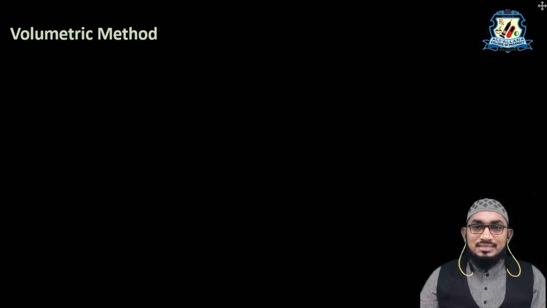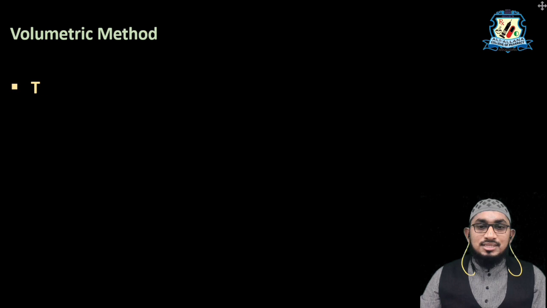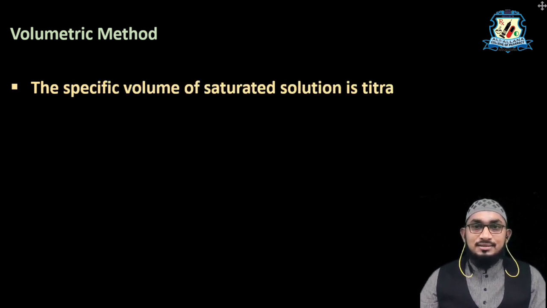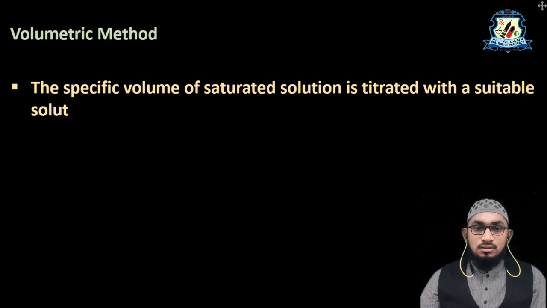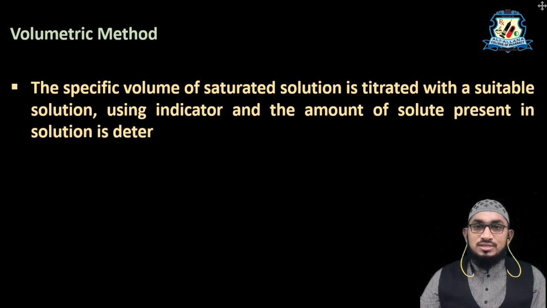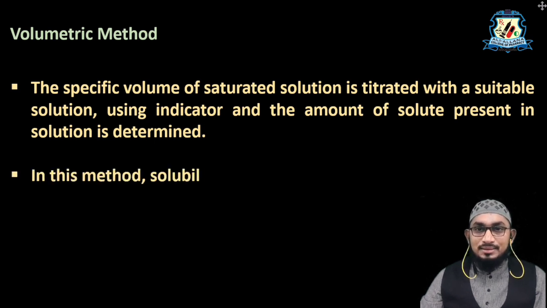I will discuss in brief what the volumetric method is. In this method, a specific volume of saturated solution is titrated with a suitable solution using an indicator, and the amount of solute present in the solution is determined. In this method, solubility of acids and bases can be determined.